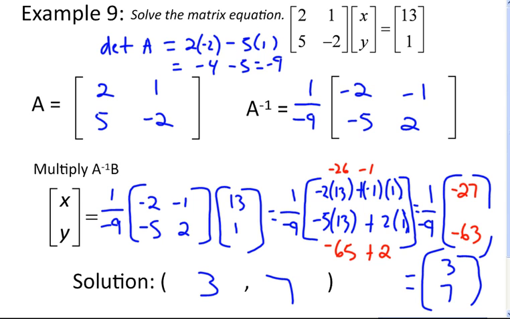Example 9, find the determinant. If it exists, then we have an inverse. We find the inverse. Again, we don't multiply the scalar 1 over -9 or -1/9 until we multiply the matrices first. Multiply the matrices. Once we get the matrix combined and it's down to single entries, then we multiply by the scalar, and the solution is 3/7.